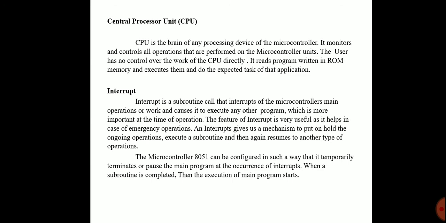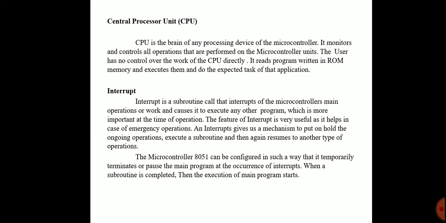main operation. The 8051 microcontroller is configured in such a way that it temporarily pauses the main program at the occurrence of an interrupt. When the subroutine is completed, the execution of the main program resumes. So these are the main operations of the interrupt section.